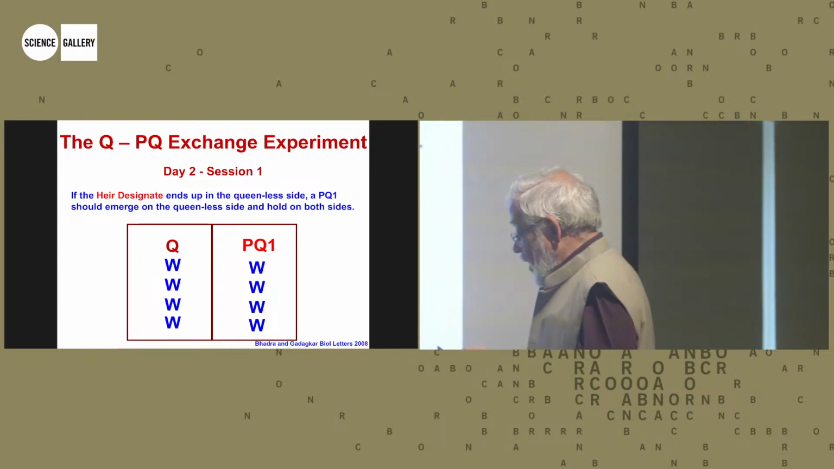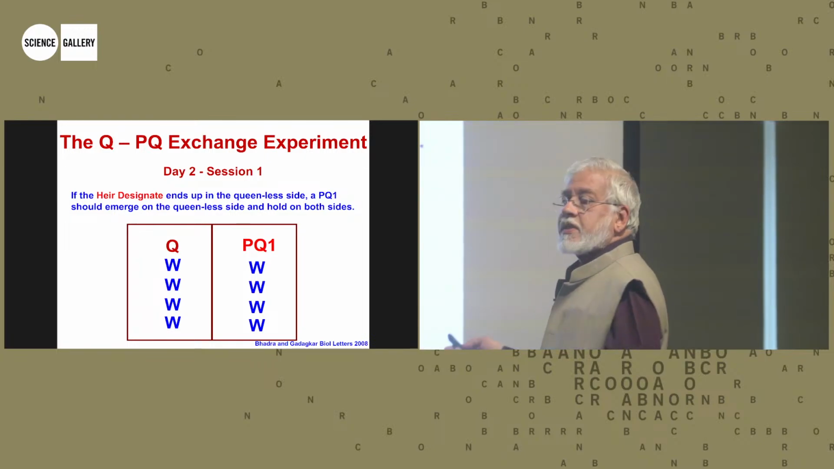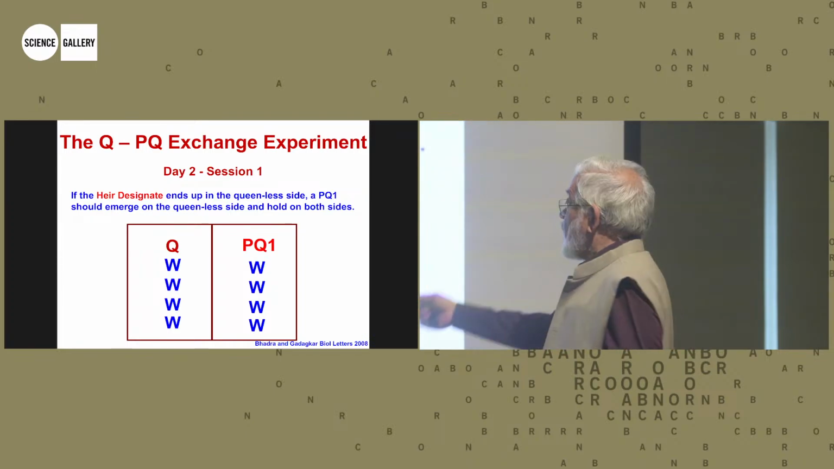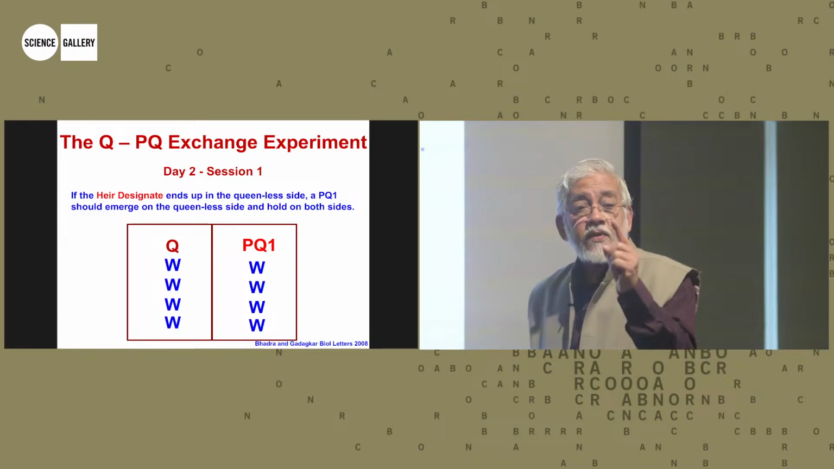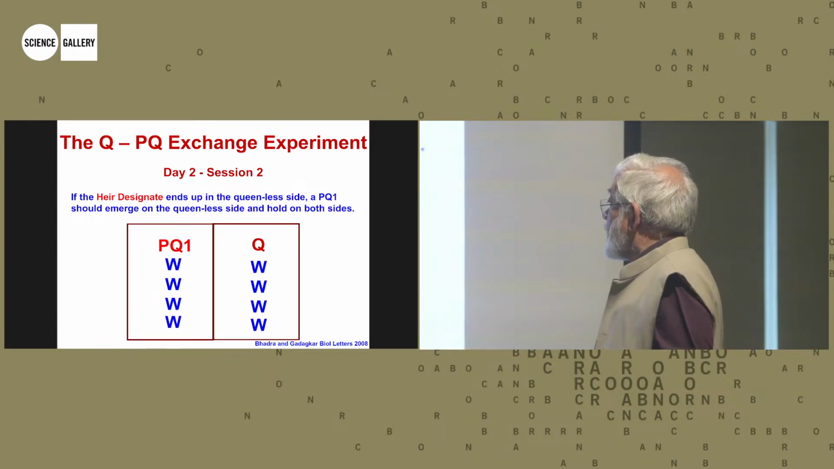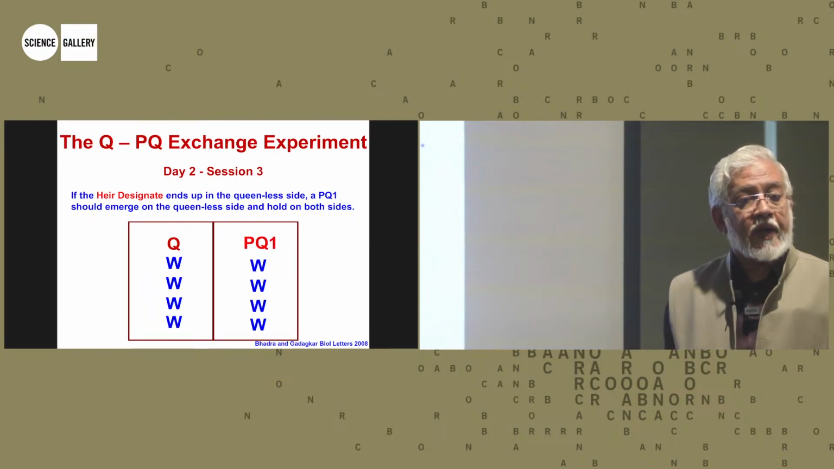So what did we do? We simply moved this individual here and interchanged these two. So now we had a situation where the PQ was on this side and the queen was on that side. Now if she was a true heir designate, she should not be challenged here. Move her back, she should not be challenged. Both sides, she should not. Then she is the true heir designate.